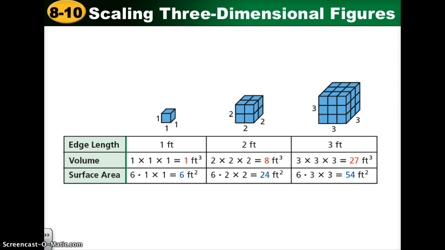We have a 1 foot by 1 foot cube, a 2 foot by 2 foot cube, and a 3 foot by 3 foot cube. The volume is simply multiply the 3 edges, so 1 by 1 by 1, 2 by 2 by 2, and 3 by 3 by 3. Surface area, because it's a cube, all sides are the same, so we find the area of one side and multiply by 6.